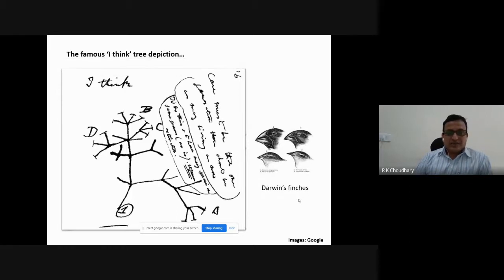When he visited the Galapagos Islands, he saw that on different islets there were several birds, Darwin's finches, with variation in their beaks. Some of them had a very sharp beak, and some had a very blunt beak. Based on their morphological characters, he constructed a phylogenetic tree, and he wrote, I think. This same concept has become so famous that it is known as the famous 'I think' tree depiction by Charles Darwin. From here, the concept of cladistics actually arose.